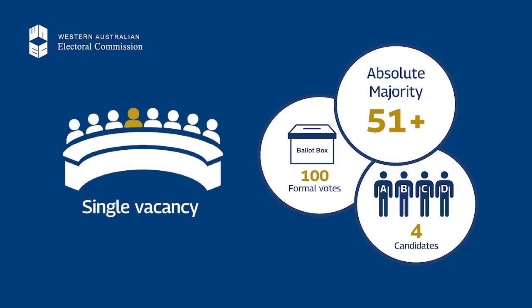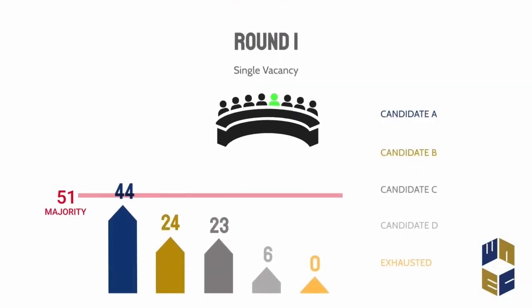Let's say 100 formal votes are cast and 4 candidates are contesting the election. To be elected, a candidate must receive 51 votes or more. In the first round of counting, candidate A receives the most votes but falls short of the 51 needed for an absolute majority. Therefore, the counting continues.